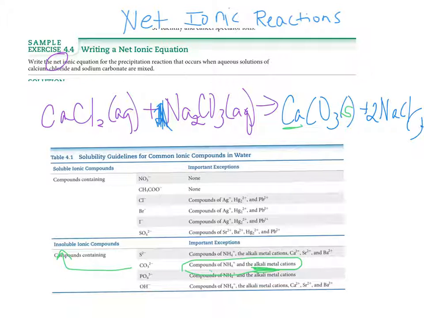We'll check out the sodium chloride just to see. And sodium chloride, we're looking for sodium or chlorine. I see chlorine here. And chlorine is always soluble unless it's with these 3 things: silver, mercury, or lead. This sodium is not silver, mercury, or lead. So this is soluble, meaning it dissolves, meaning this is aqueous.